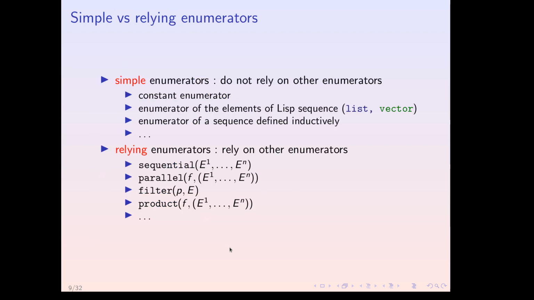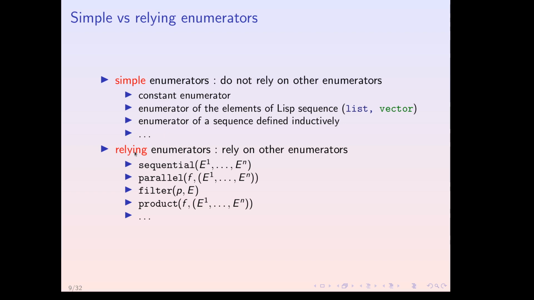There are two kinds of enumerators. The simple ones that are built from scratch, that do not rely on other enumerators, like the constant enumerator that always enumerates the same value. Enumerators of elements of a Lisp sequence, like a list or a vector. Enumerator of a sequence which is defined inductively. We will see some examples later.